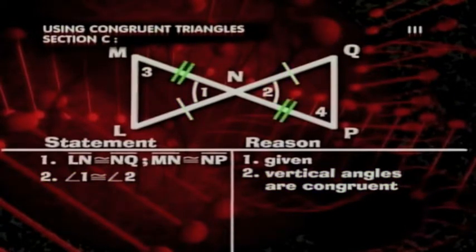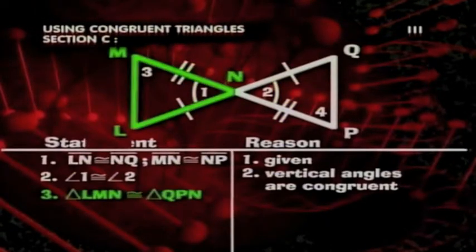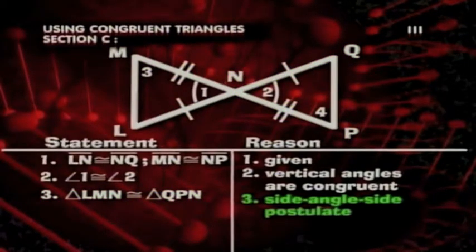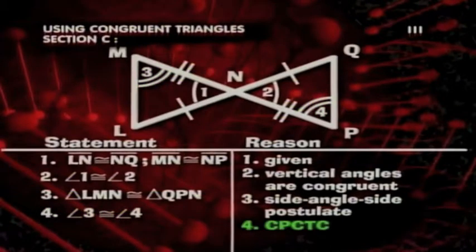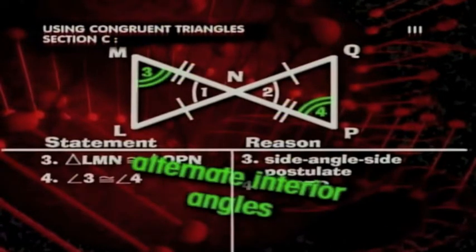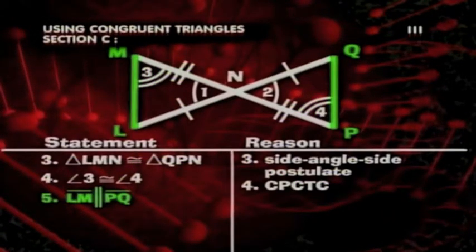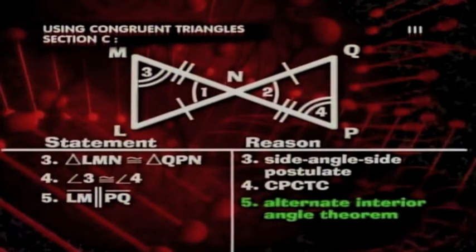Now we have two pairs of sides and a pair of angles established as congruent. So we can say that triangle LMN is congruent to triangle QPN because of the side-angle-side postulate. We've got congruent triangles. Because we have congruent triangles, we know angle 3 is congruent to angle 4 because of our good friend CPCTC. Finally, because angle 3 and angle 4 are alternate interior angles, we can state that LM is parallel to PQ. The reason is the alternate interior angles theorem, and we've proven our point.